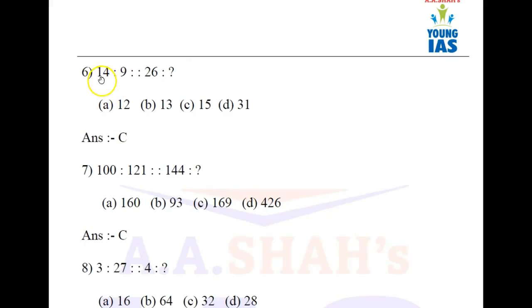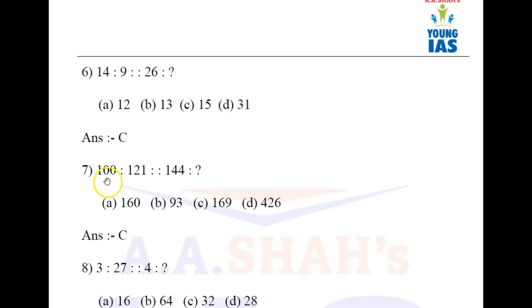Sixth question, you all have 14 is to 9 and then 26 is to what? So now if you all observe here, 9 into 2 is how much? It's 18. And 18 minus 4 would give you 14. So you have to multiply it by 2 and subtract 4. So same thing. 15, let's take 15 here. So 15 multiplied by 2, the answer would be 30, and 30 minus 4, the answer has to be 26. That's why C option 15 is your correct answer here.